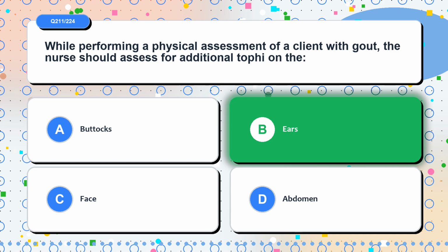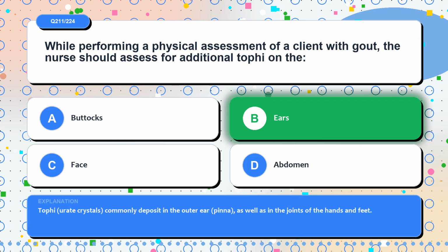The correct answer is option B. Ears. Tophi crystals commonly deposit in the outer ear pinna, as well as in the joints of the hands and feet.